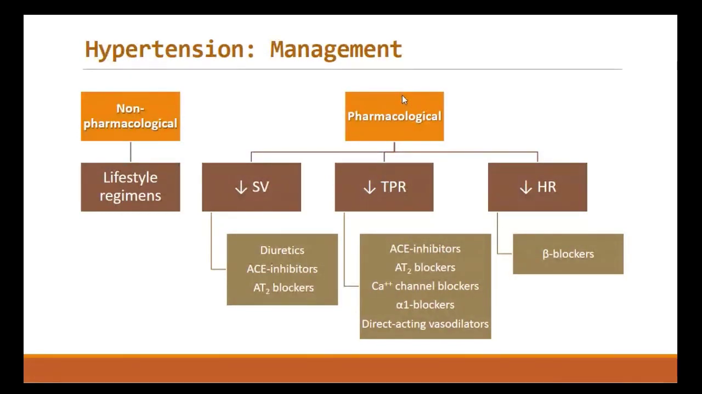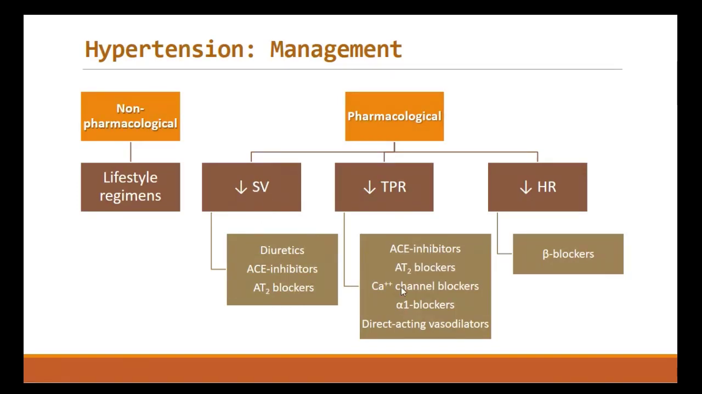When the BP is high, you can try to reduce the stroke volume. You can try to reduce total peripheral resistance. You can try to reduce heart rate. So you can give beta blockers if you want to reduce heart rate. You can give diuretics, ACE inhibitors, angiotensin II receptor blockers if you want to decrease blood volume, as a result, decreasing venous return and decreasing stroke volume.